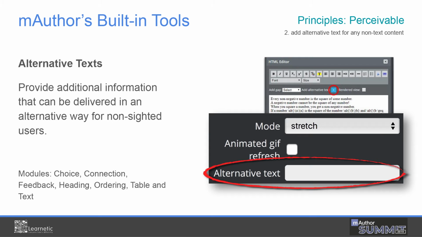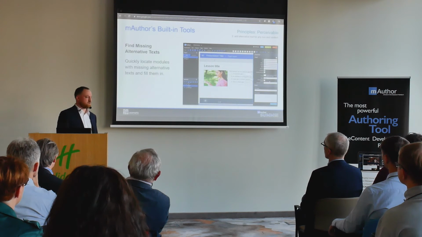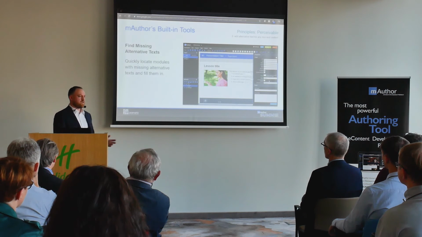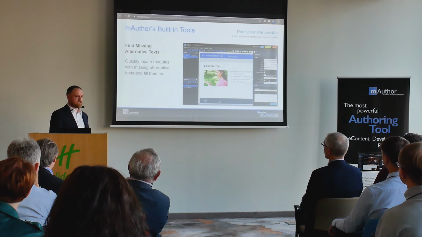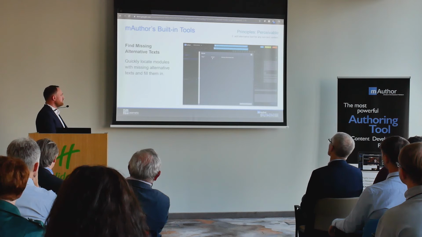Then we have tools to add alternative texts. For a number of modules, like choice, connection, and so on, in mAuthor's editor, we can provide alternative text not only in the properties, but also for a fragment of the selected text. This is very basic when you're creating new content from scratch. But what if you have ready-made lessons and you want to adjust them to be accessible? Then we also have a set of tools that help you with that.